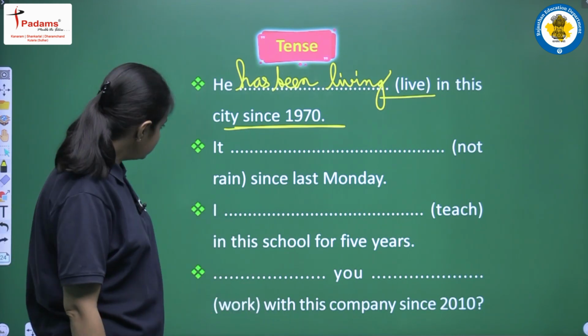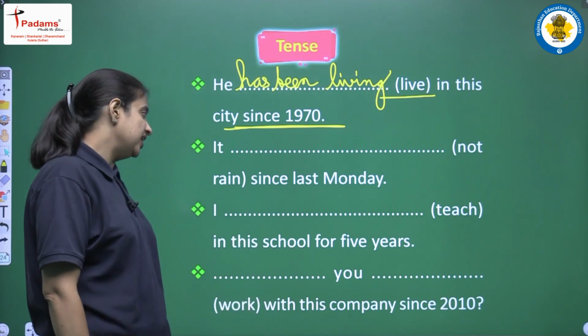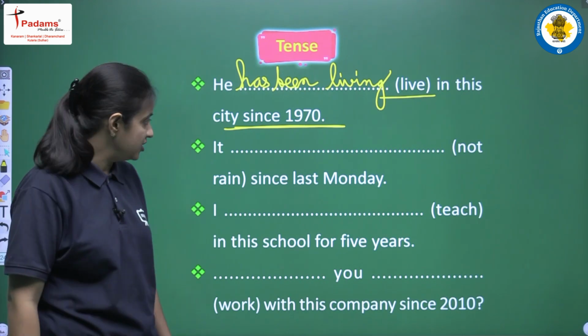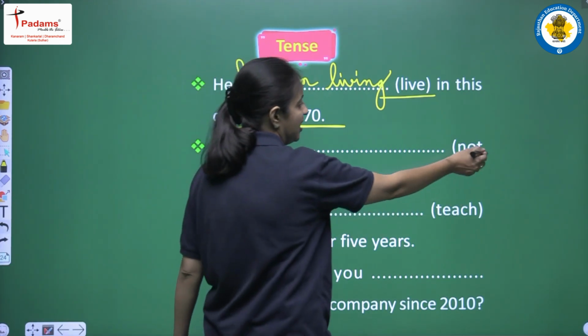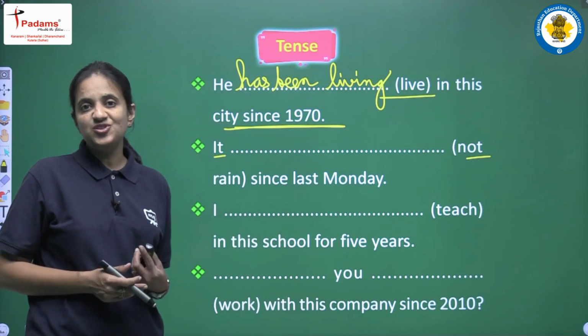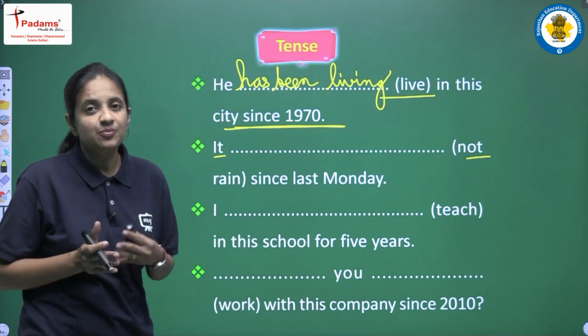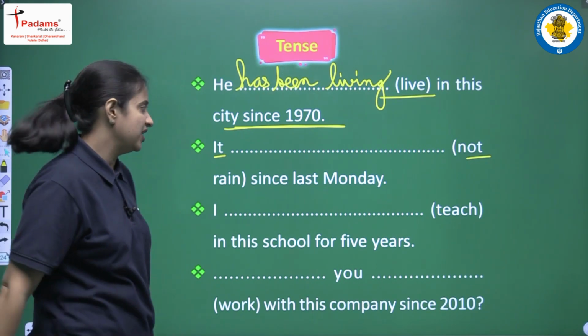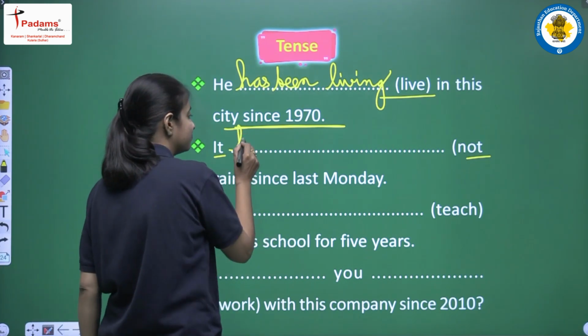Okay. Next is it not rain since last Monday. So this is a negative sentence because we are having not here. Okay. And we are having it as a subject. It is a noun. Sorry, it's a pronoun, and it's a singular pronoun. Okay. So we will use has.